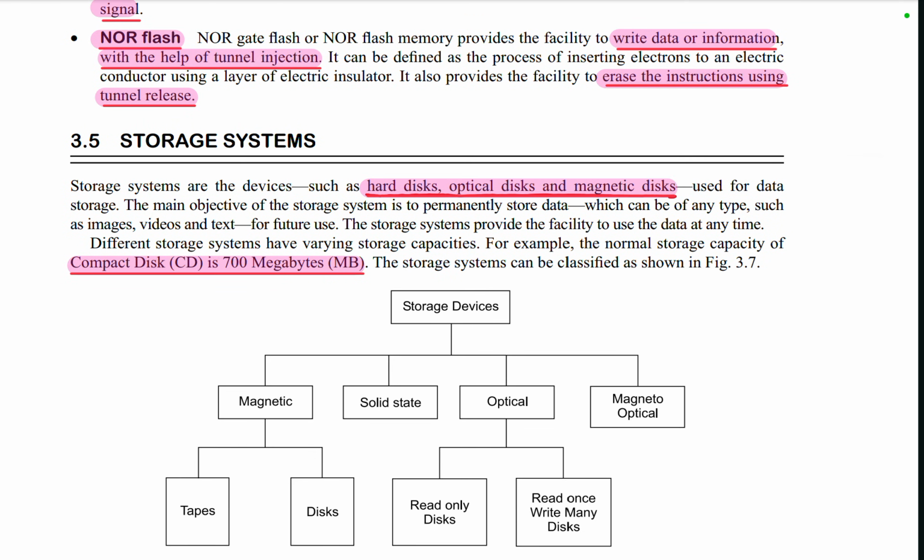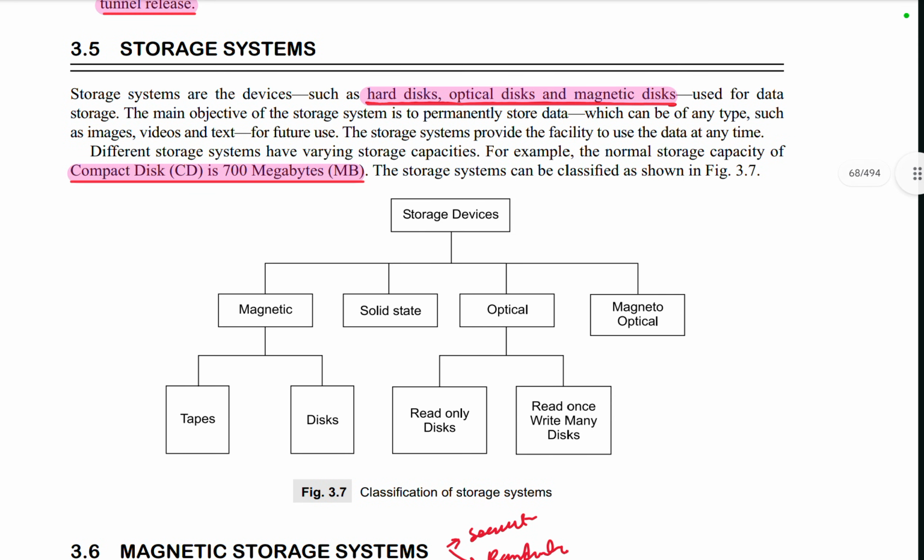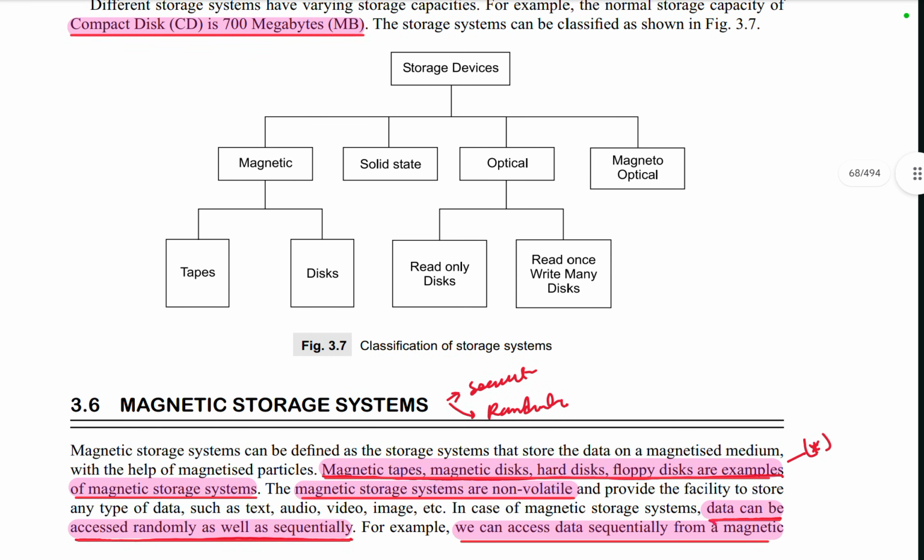Storage systems include hard disk, optical disk, and magnetic disk. A compact disk is 700 megabytes.